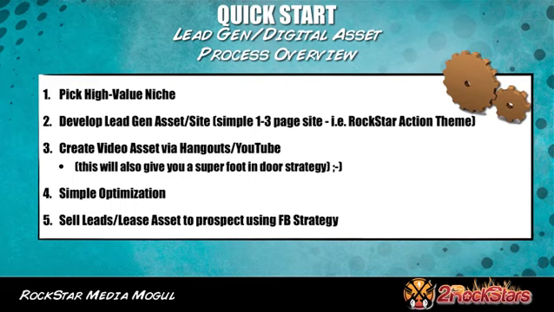Okay. Now, we're also going to explain the importance of developing a lead generation asset or a lease site. These are simple 1 to 3 page sites. We use nowadays the Rockstar Action theme, if you already have that, or the Rockstar Biz theme, or the Rockstar Lead theme. You don't have to use any of our themes, but we'll show a lot of examples using those. The reason we use those is because they're quick and easy to do with WordPress. Use anything you find useful.